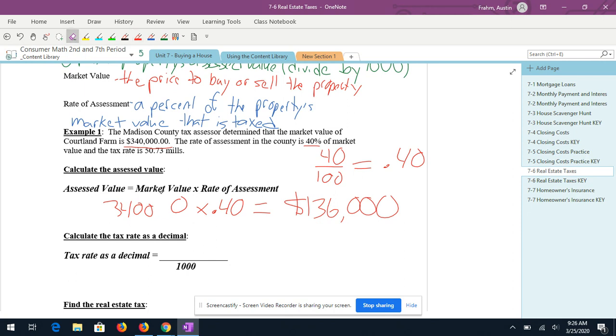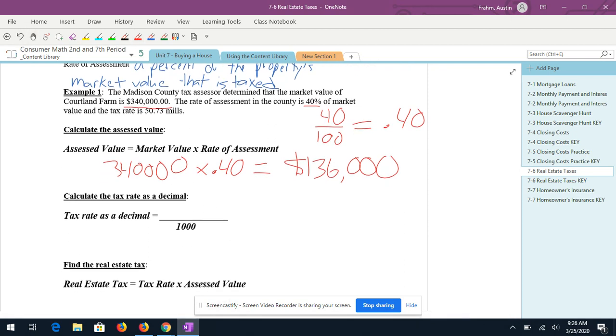Okay. Step number two is to calculate the tax rate as a decimal. So remember, the tax rate is given to you in mils, 50.73, but we need to divide that number by 1,000. All right, so if we take 50.73 and divide it by 1,000, we're going to get 0.05073.